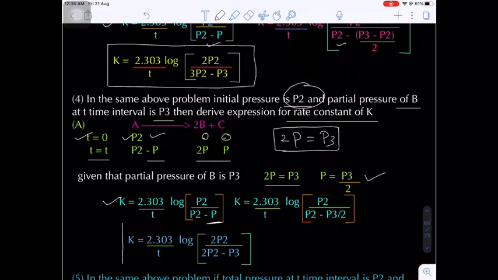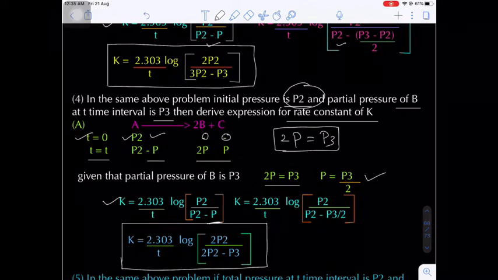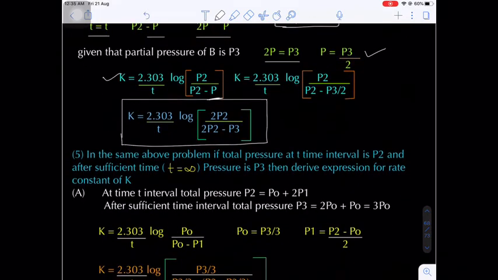So this is another rate constant expression, if the initial partial pressure of the reactant is P2 and the partial pressure of B is P3 at a certain time interval T. Are you getting my point?